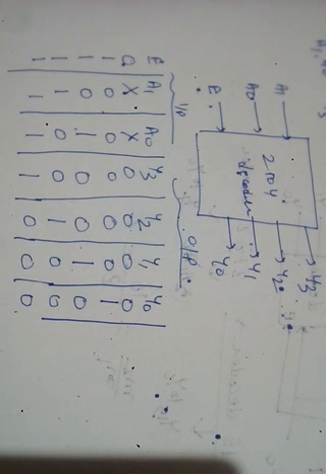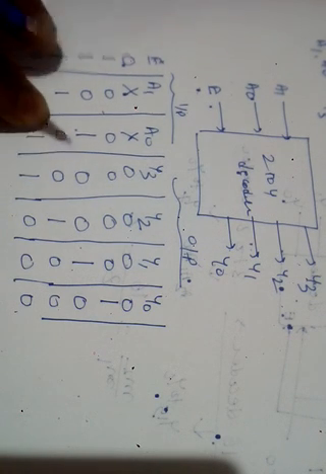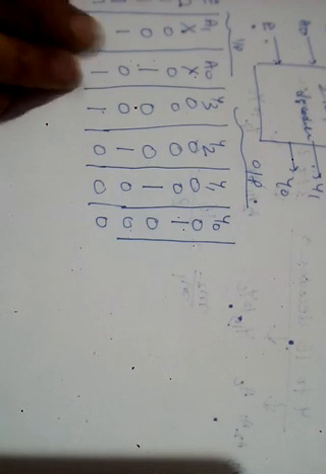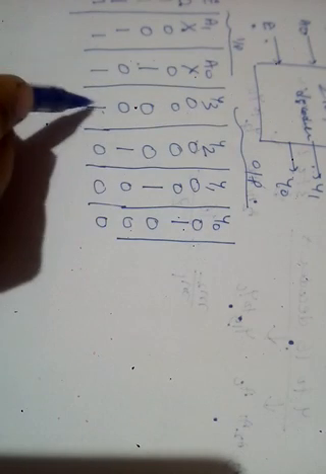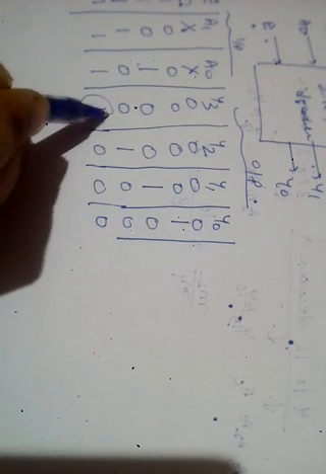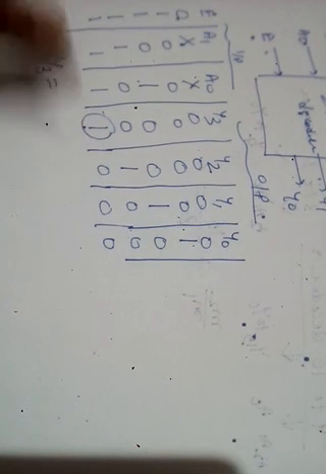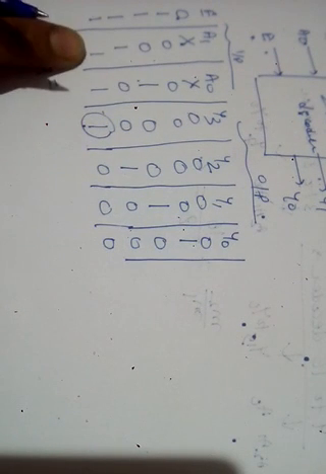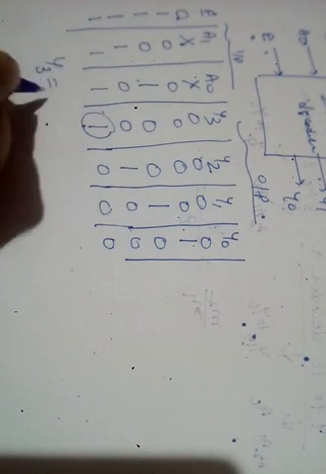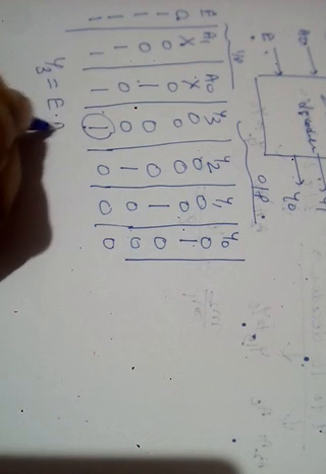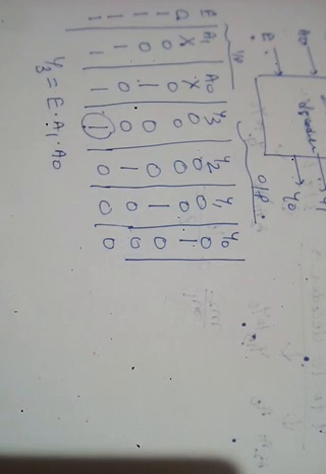So from this truth table we can find the Boolean expression. Y3 is 1 when E is 1, A1 is 1 and A0 is 1. So Y3 equals E dot A1 dot A0.